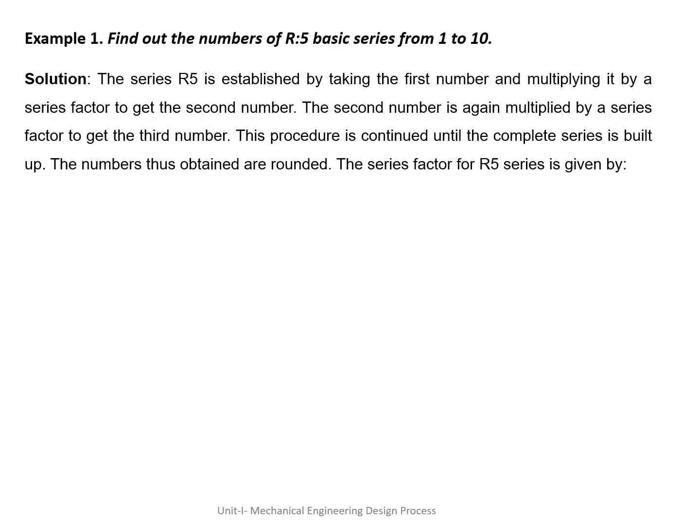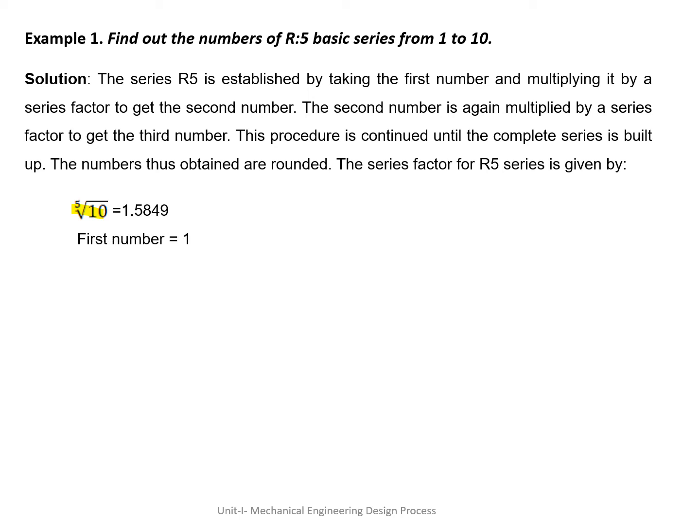Just see the first example here. We need to find the basic series for R5, that is from 1 to 10. The series R5 is established by taking the first number and multiplying it by the series factor to get the second number. I will explain this part with the help of a numerical first. This is the R5 series, and its value is 1.5849.